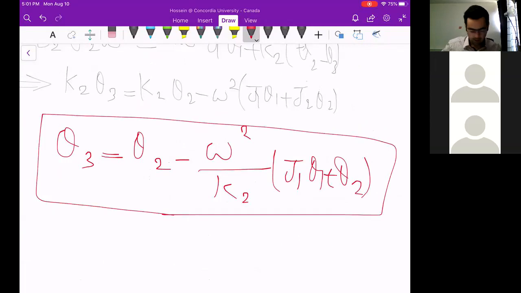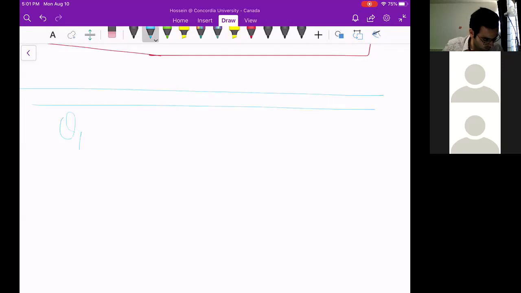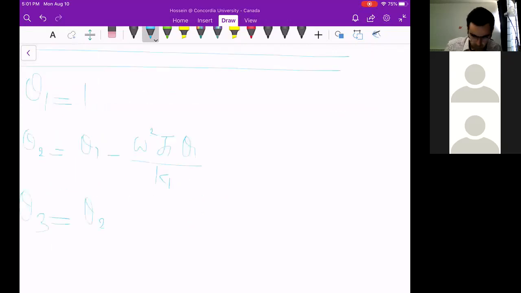So in summary, I can say like this: theta 1 is 1. Theta 2 is theta 1 minus omega squared J1 theta 1 over K1. Theta 3 is theta 2 minus omega squared J1 theta 1 plus J2 theta 2 over K2.